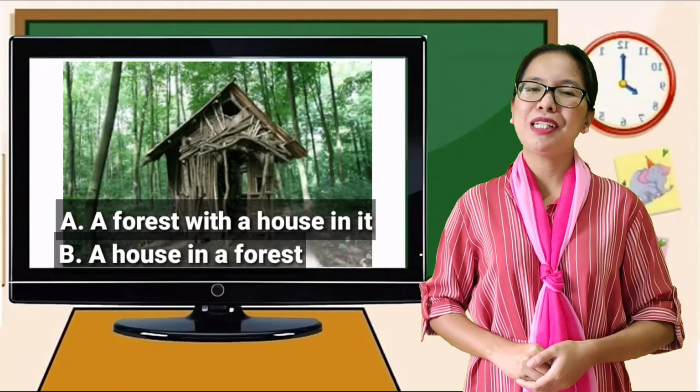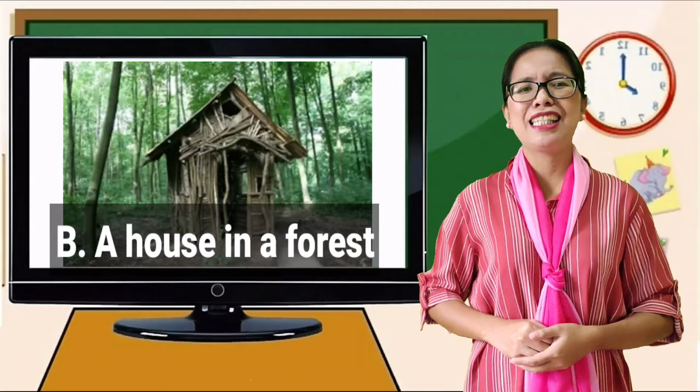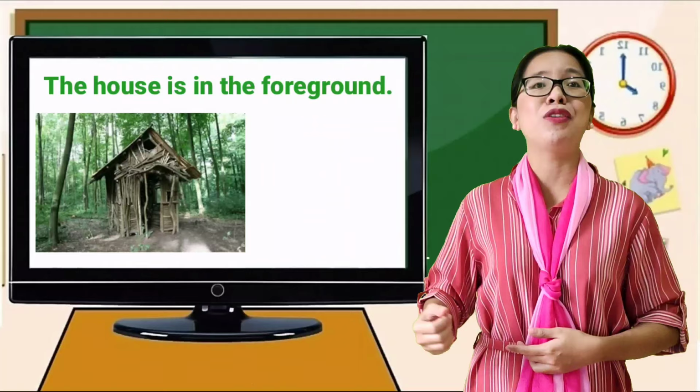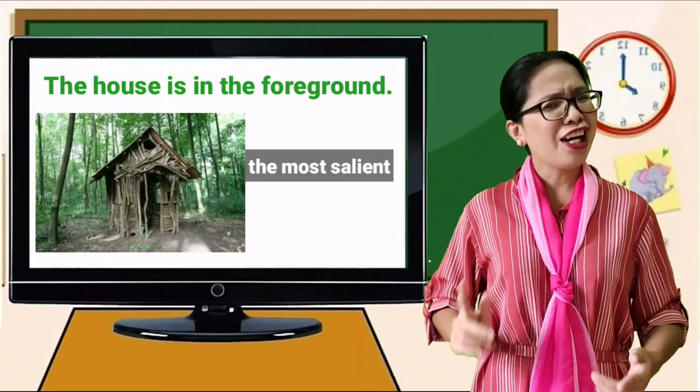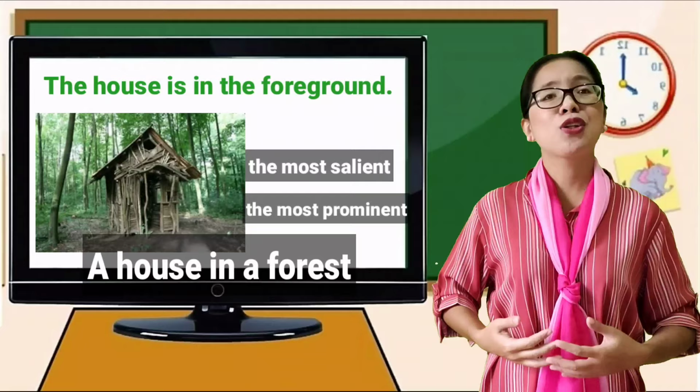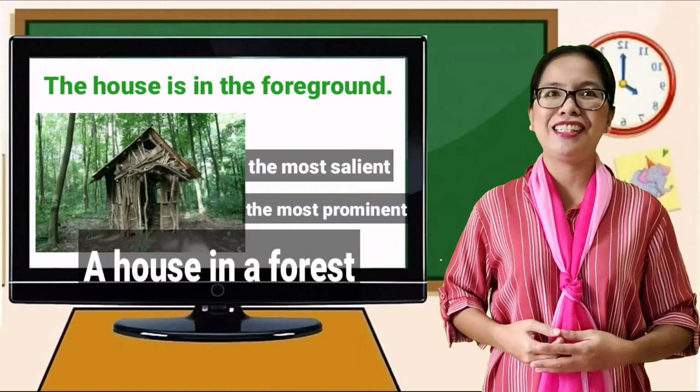Thank you for your participation. The correct answer is letter B. Why is a house in a forest more appropriate than the other? This is because in the picture, the house is in the foreground, meaning it is the most salient thing in the picture. Another reason is that the word house is the most prominent in the noun phrase, a house in a forest. So the foregrounding in the picture and the title relate to the same thing.